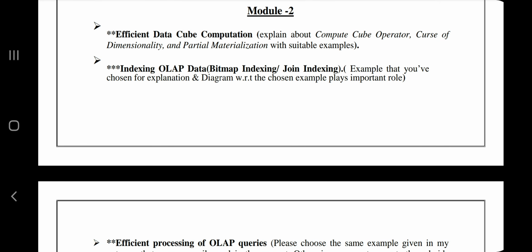Hello everyone, today in this video we'll be discussing module 2 of data mining and warehousing, where we'll be discussing the important and the super important questions.